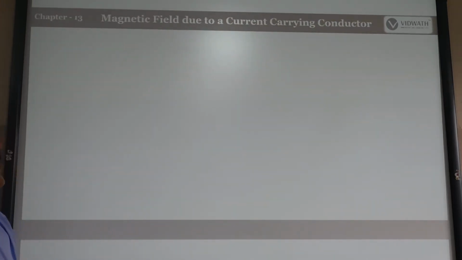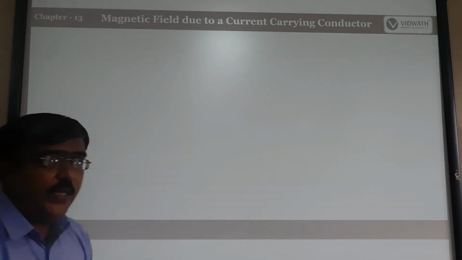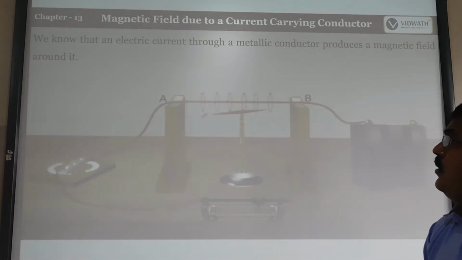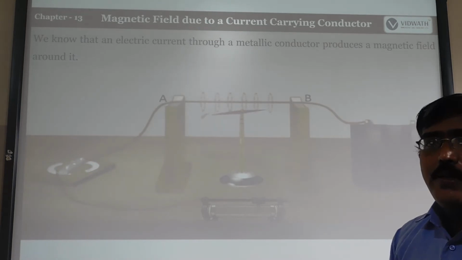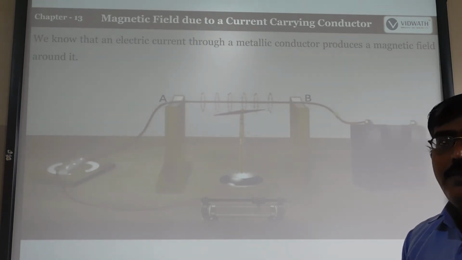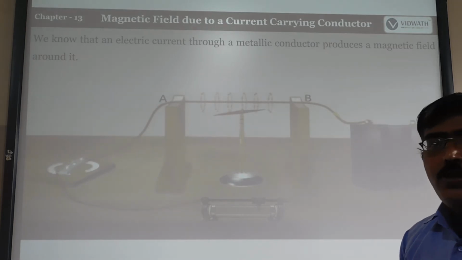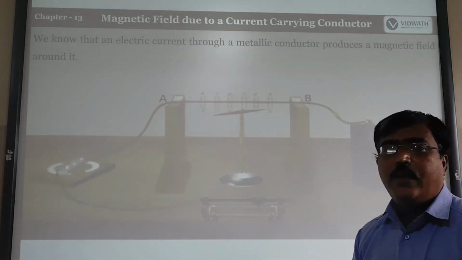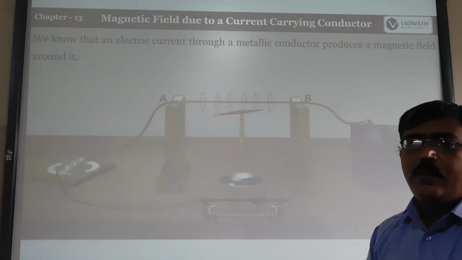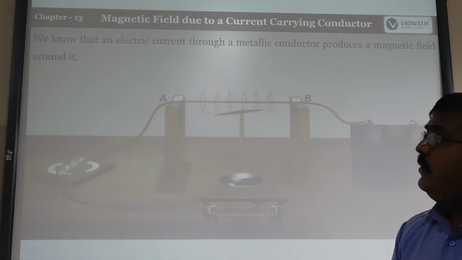So the next concept is the magnetic field due to a current carrying conductor. When current is passed through a conductor, what happens? Look at the picture here. When electric current flows through any metallic conductor, it acts like a temporary magnet. We call this the magnetic effect of electric current.